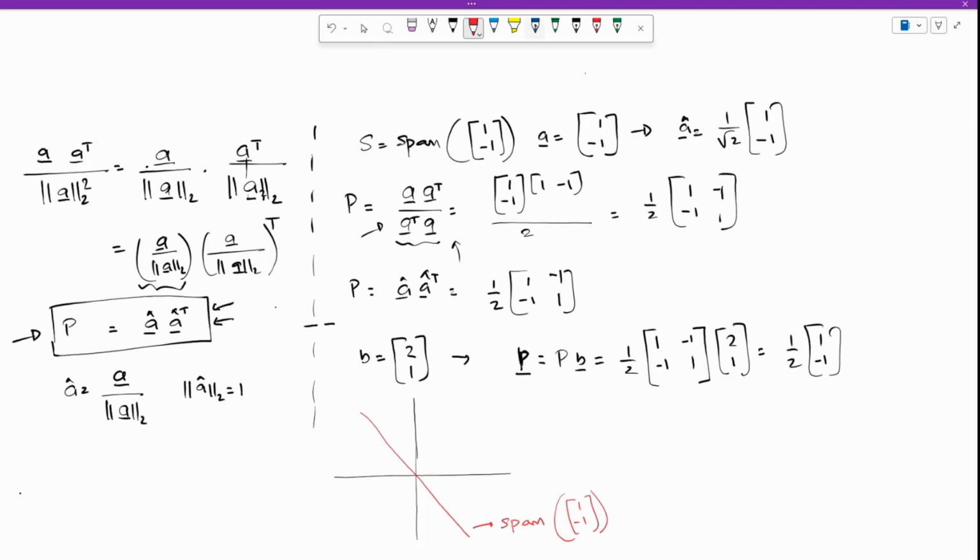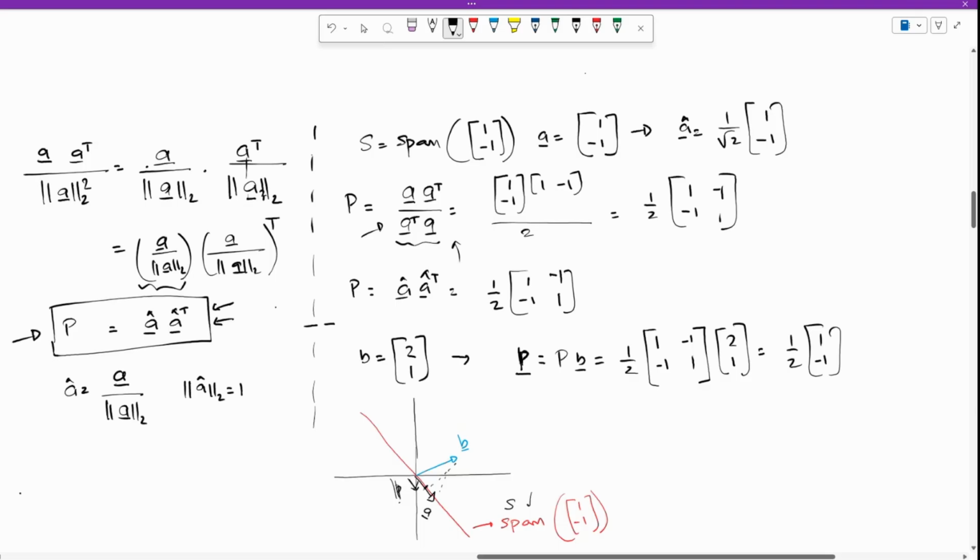My vector is 2, 1. This is my vector B. This was A. And when we did the orthogonal projection, we found that we actually got something like this. This was P. Now, the orthogonal projection of B onto this subspace S is just this vector P that I've drawn here.